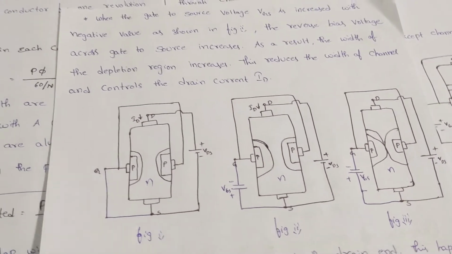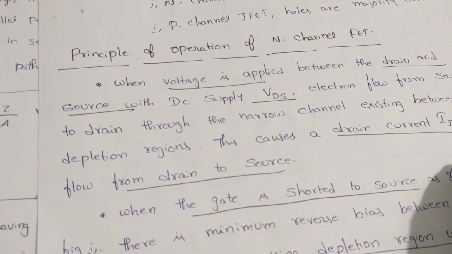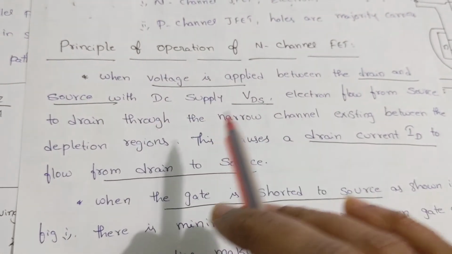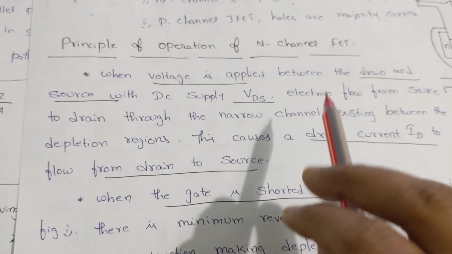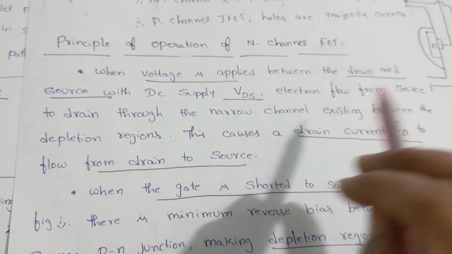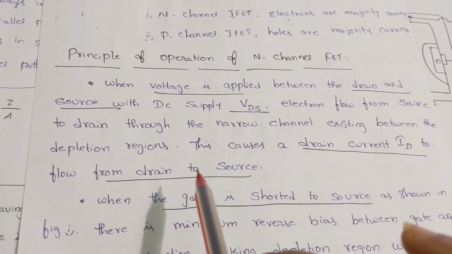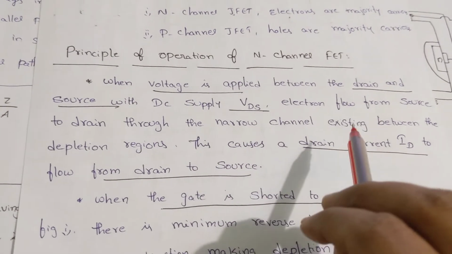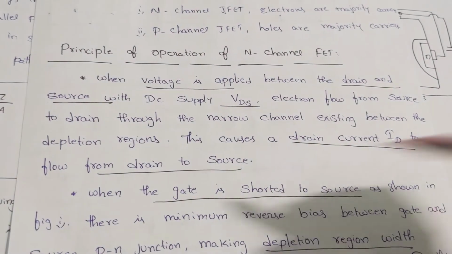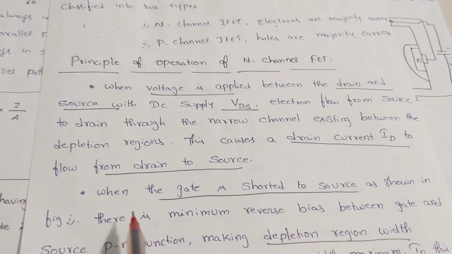The same thing we just provided here. You can simply go through it, and whenever you go through the things, it is easy to understand. Whenever you apply the voltage between your drain and source, the electrons, because here the majority charge carriers are electrons, try to flow from source to drain through the channel. The electrons flow from source to drain, but the drain current flows from drain to source. It should be a closed path.